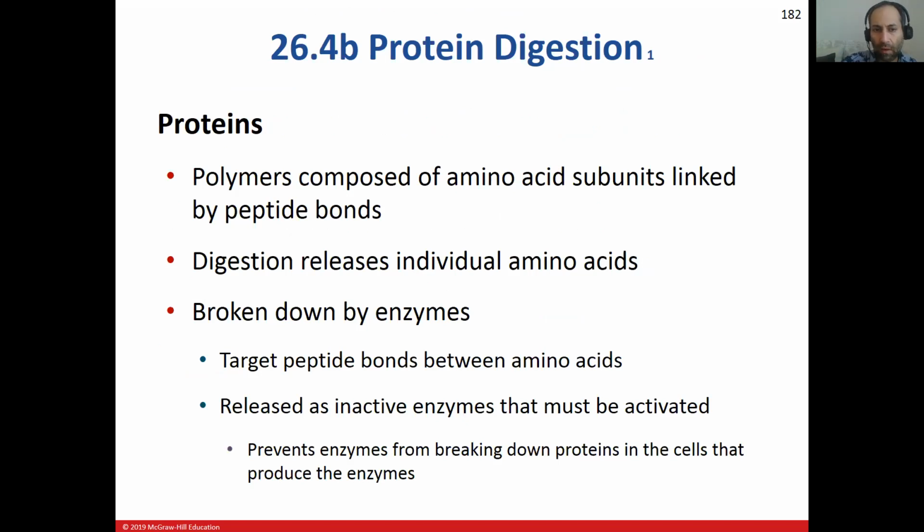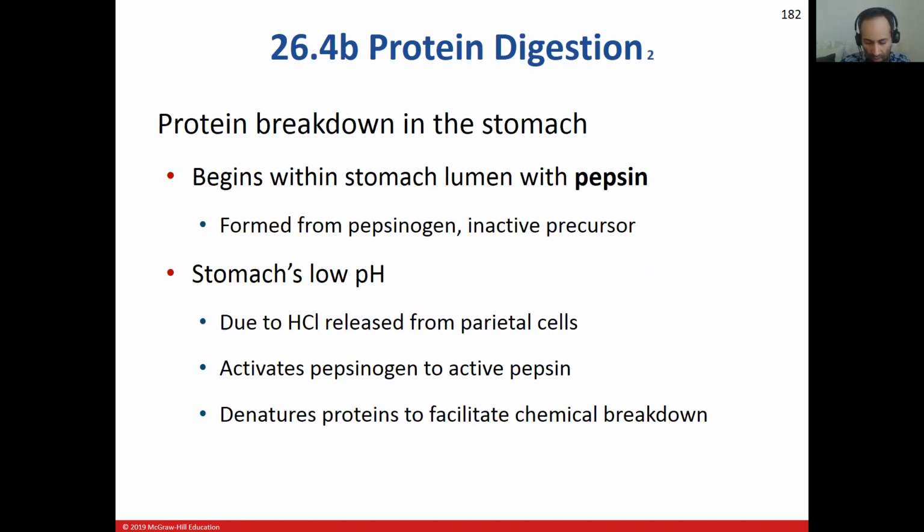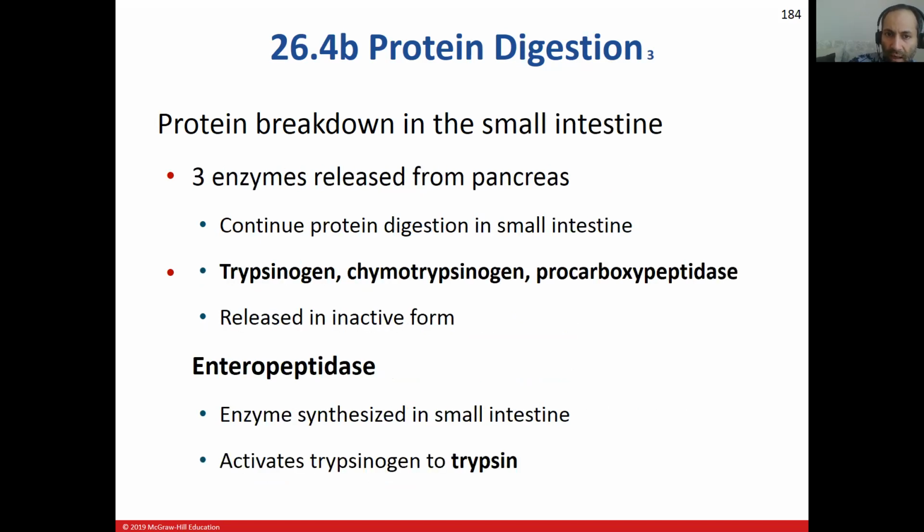All right, so let's talk about protein digestion now. The protein digestion begins in your stomach under the influence of an enzyme called pepsin. Okay, pepsin breaks down protein into amino acids. And then there are some other proteases, enzymes that break down proteins found in your small intestinal juice, like trypsinogen, chymotrypsinogen, and procarboxypeptidase.